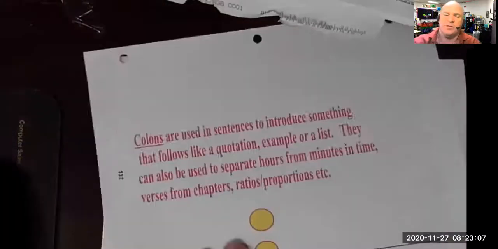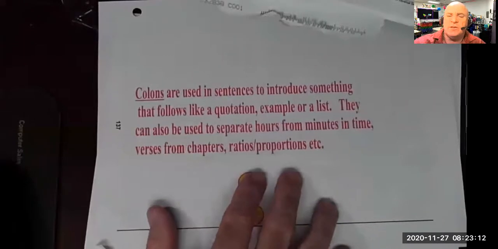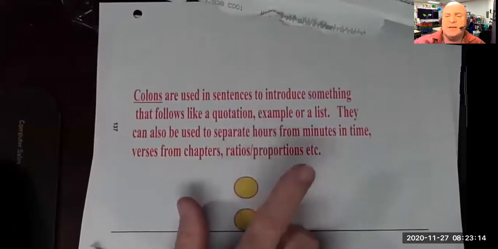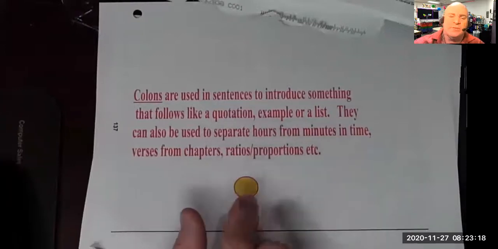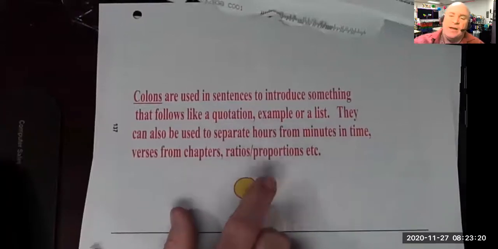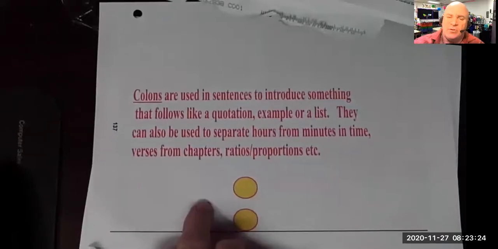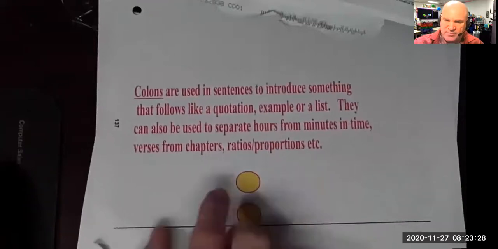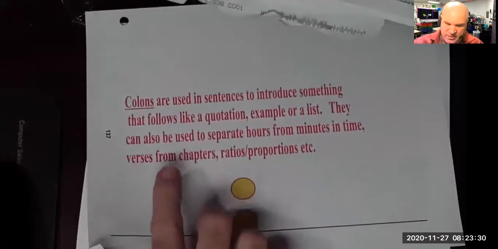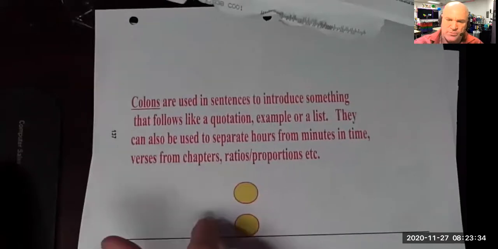Now the last one that I want to talk to you about before we do a couple of examples with stop signs are colons. They're used in sentences to introduce something that follows, like a quotation, an example, or list. They can also be used to separate hours from minutes in time. For example, right now it's about 8:25, 8 hours and 25 minutes. You can separate verses from chapters, like in Bible, for example, ratios.